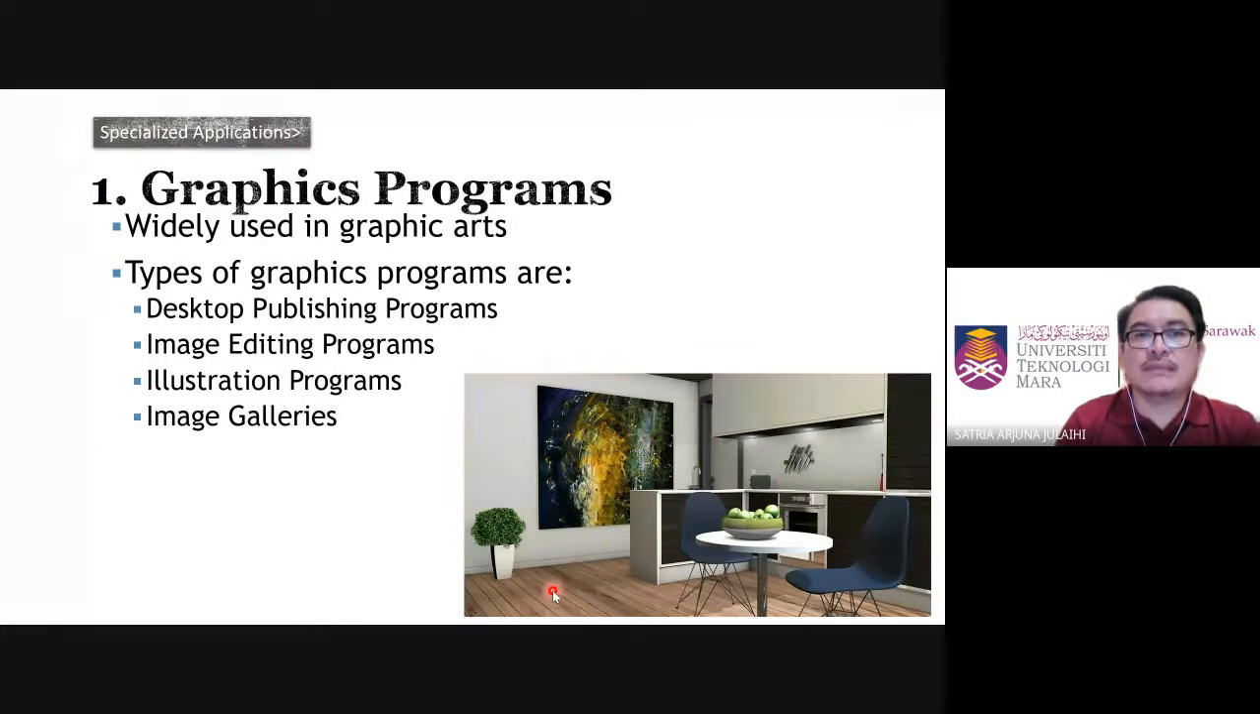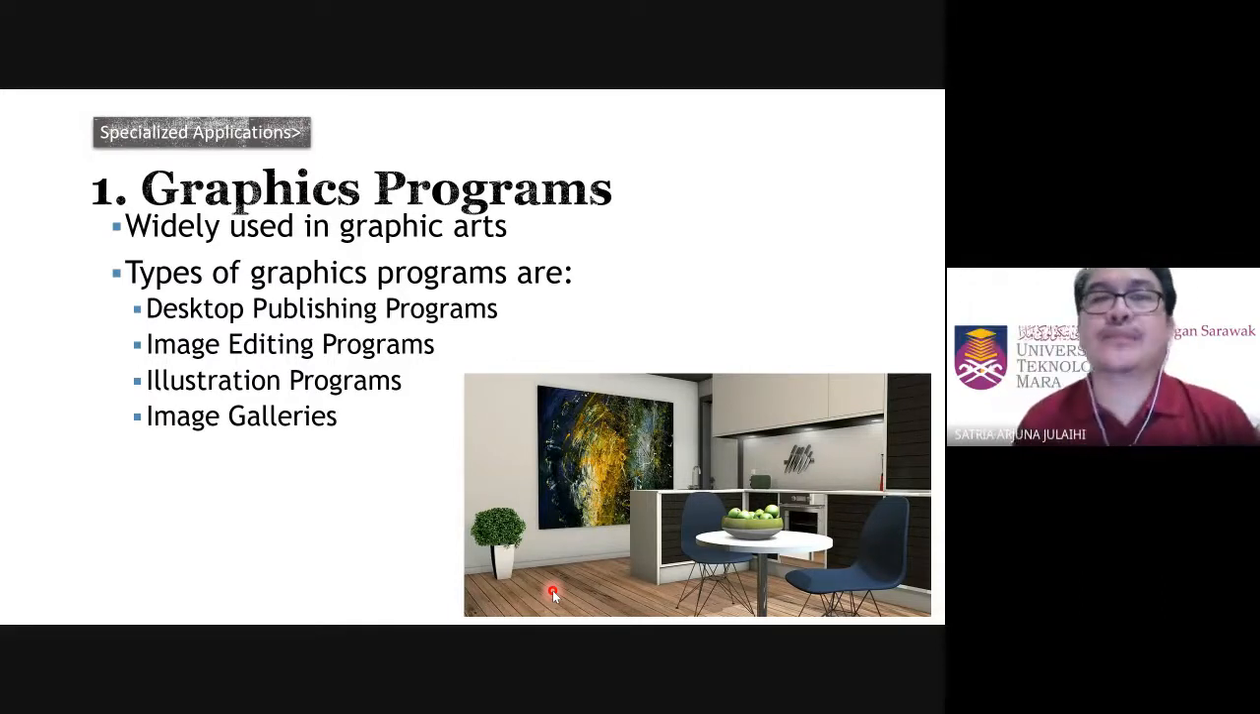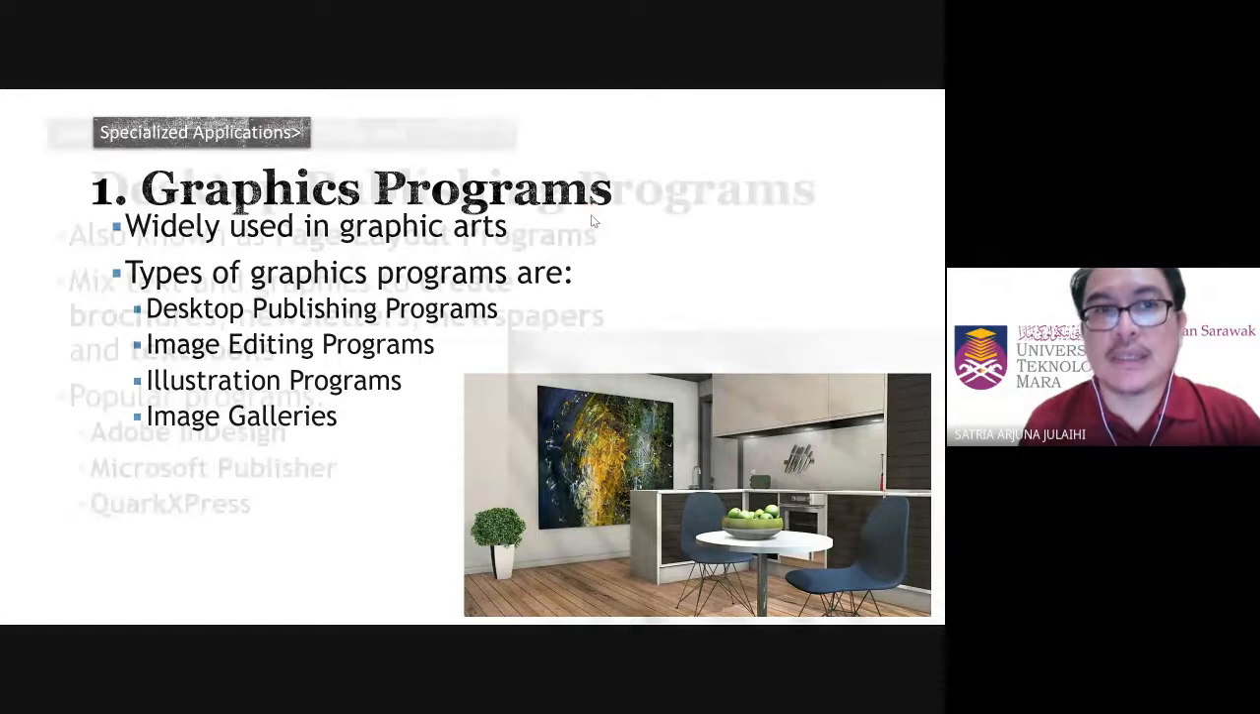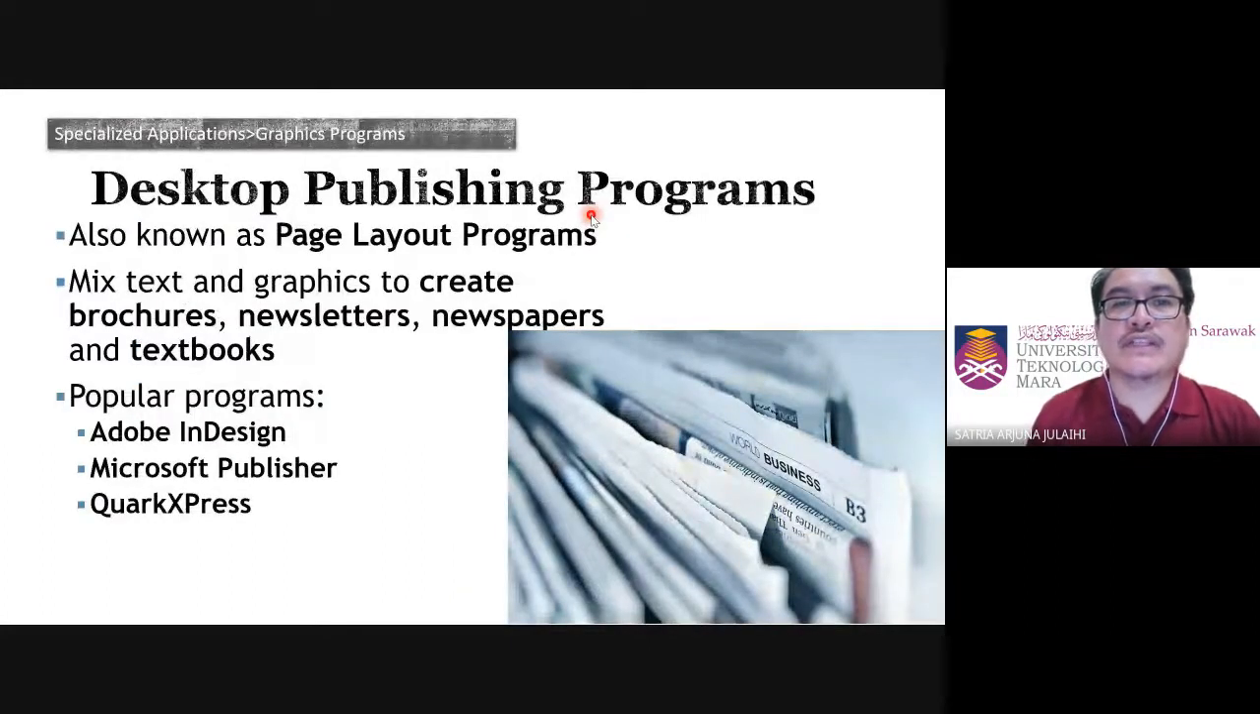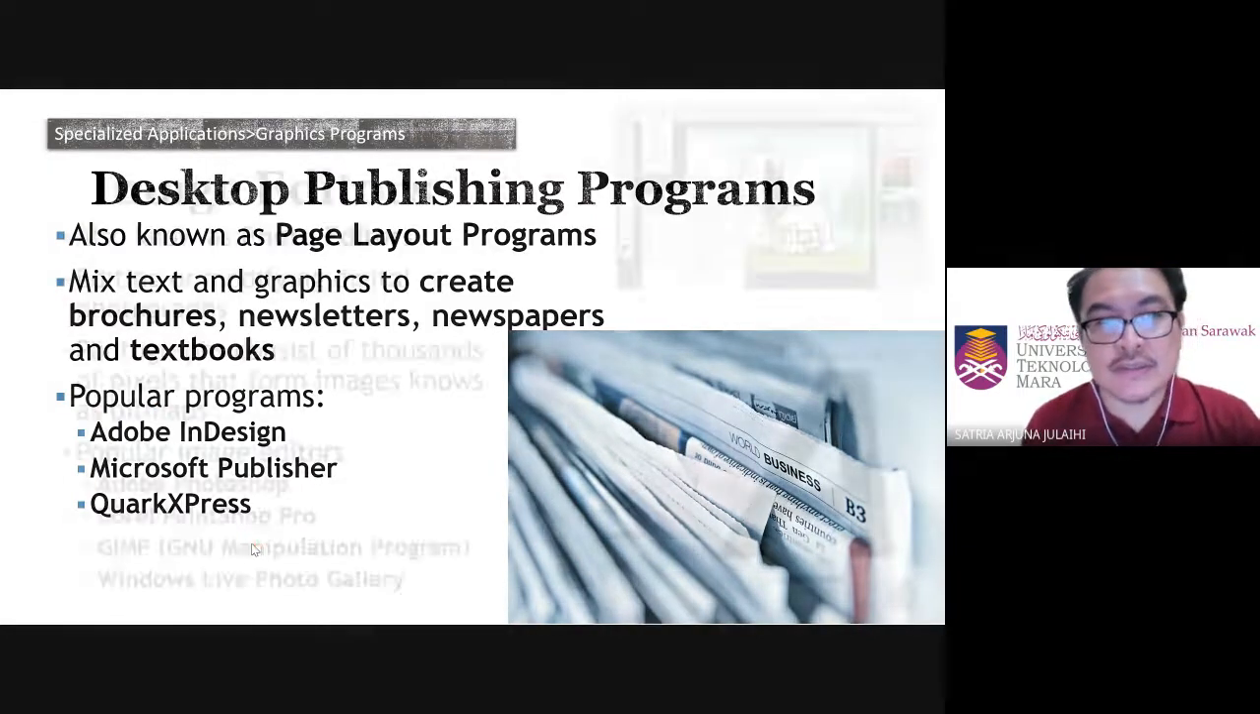Okay, graphics program, desktop publishing, image editing, illustration, image gallery. Yeah, like I mentioned just now, an example is Canva.com. Yeah, it's an example of a graphic program. Okay. And then desktop publishing. Desktop publishing is for you to produce, here it says, brochure, newsletter, newspaper, textbook or ebook. Yeah, this is an example. Adobe InDesign, Microsoft Publisher, Quark Express.